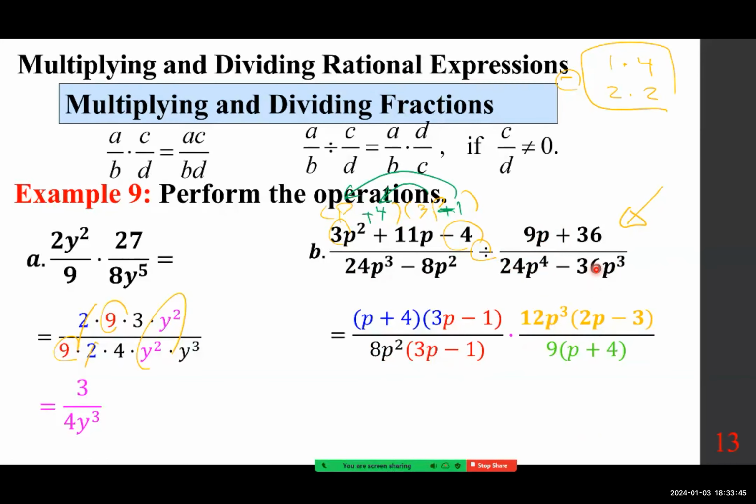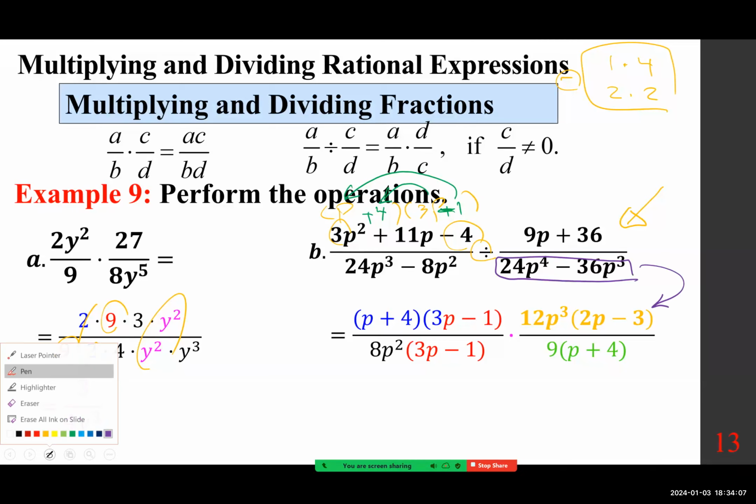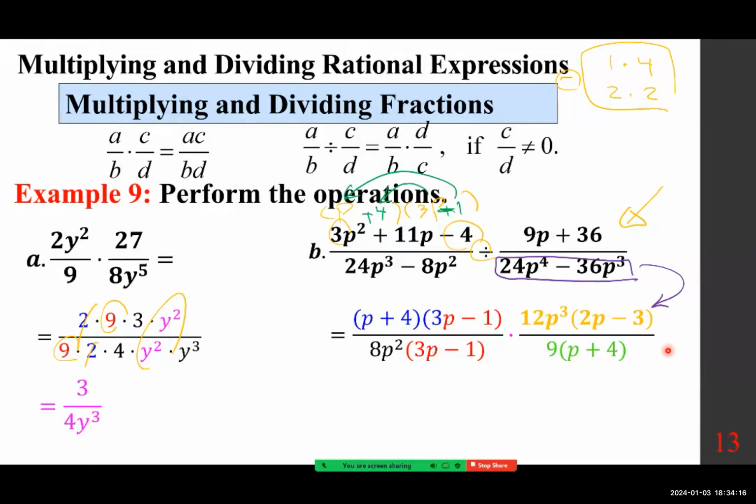This is 12. This goes up. This goes to the numerator, everybody. This goes to the numerator, and I hope everybody's clear as to why it goes to the numerator, right? Because you're dividing. So this goes to the numerator. You take the 12p cubed out. 12p cubed times 2p minus 3. This goes down. This goes down. Becomes 9 times p plus 1.